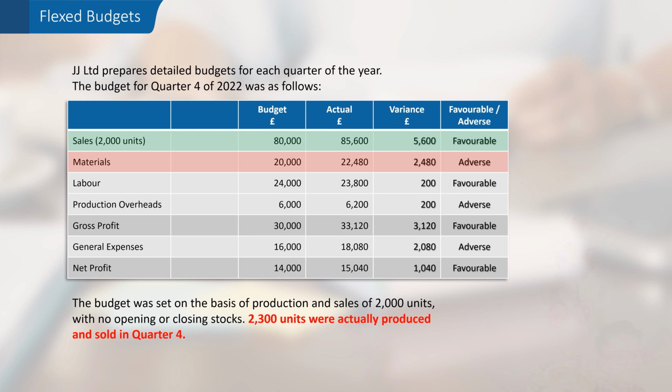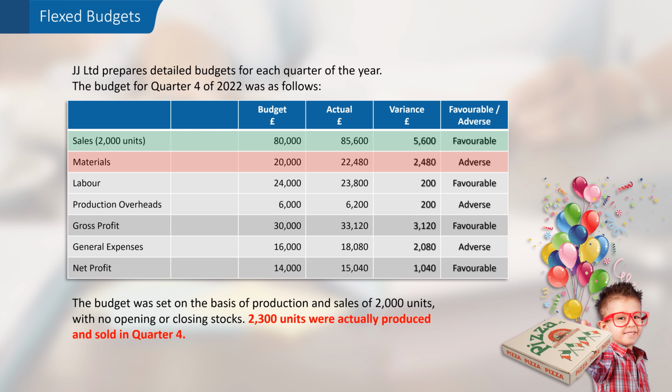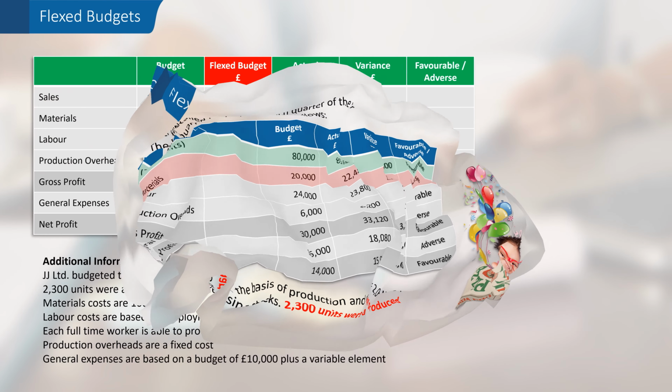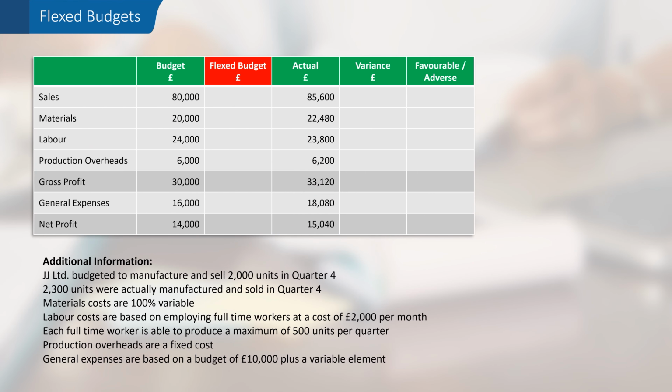So this is a little like the example we looked at earlier, when we were ordering pizza for our party. Had we known that 20 people were going to turn up, we'd have produced a different budget based on the actual number of guests. So, we need to scrap these variances and start again. And this time, let's add in a column for our flexed budget.